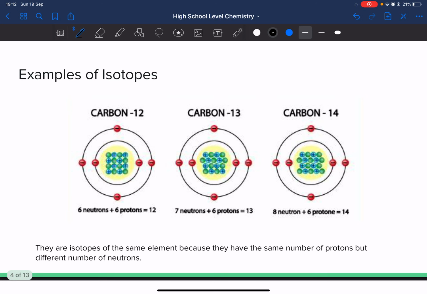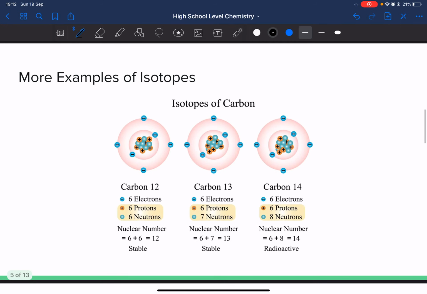So in this example, you can see that they have different number of neutrons. The first one has 6, the second one has 7, and the third one has 8. However, they all have the same number of protons. So they are all isotopes of the same element because they have the same number of protons but different number of neutrons. And this is also another example of isotopes. So they have the same number of protons and electrons, but they have different number of neutrons.